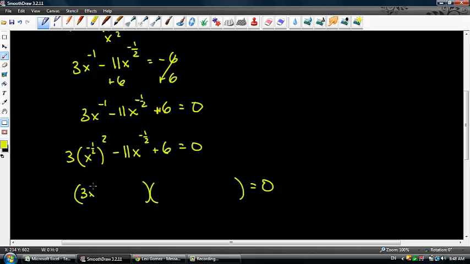I've got a 3x to the negative 1/2 and an x to the negative 1/2. All right, so I need two numbers that multiply to 6 and add to 11. I believe that's going to be a 2 here and a 3 here. But let me just check. I've got a 9 and I've got a 2. 9 and 2 does equal 11, and 2 times 3 does equal 6, and they're both negative.